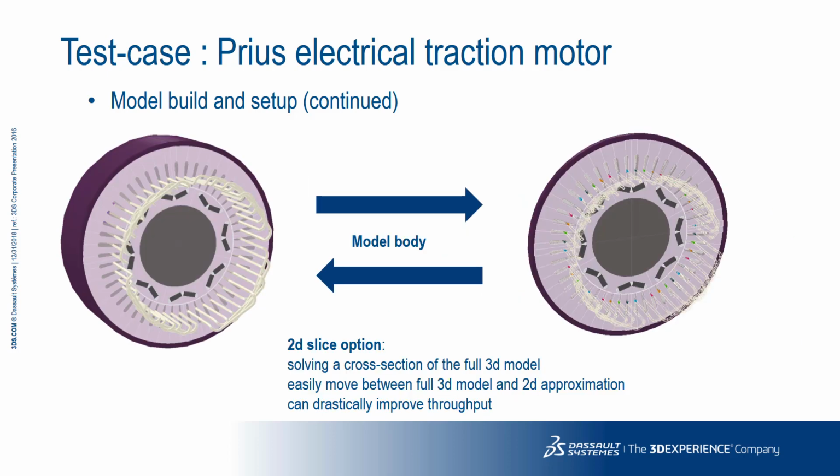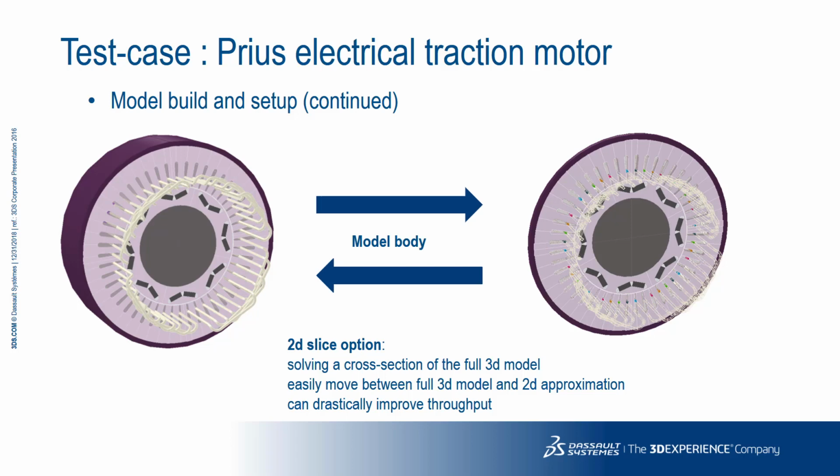In order to offer more flexibility to users and to allow for rapid machine characterization, another option is available within the 3D Machines environments. The user now has the possibility of building the full 3D model, but deciding to solve only a 2D cross-section of the model.